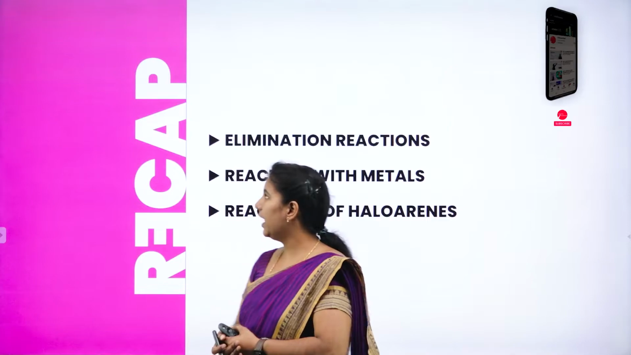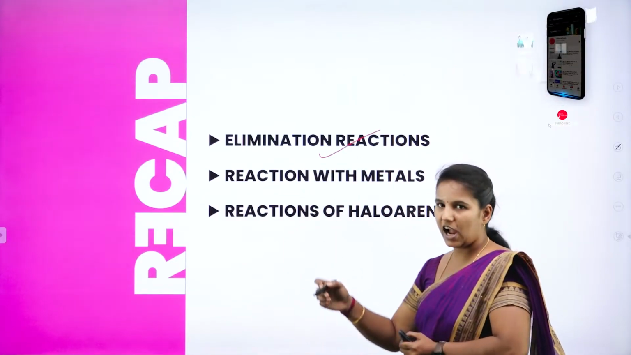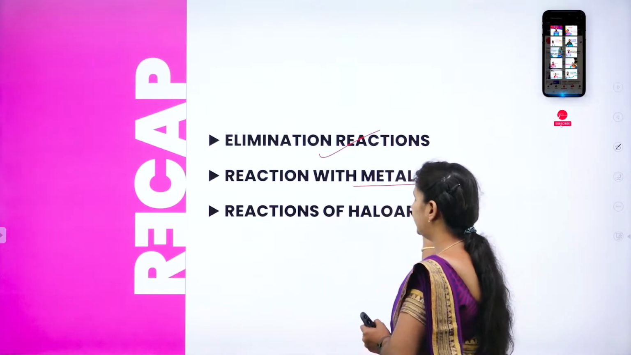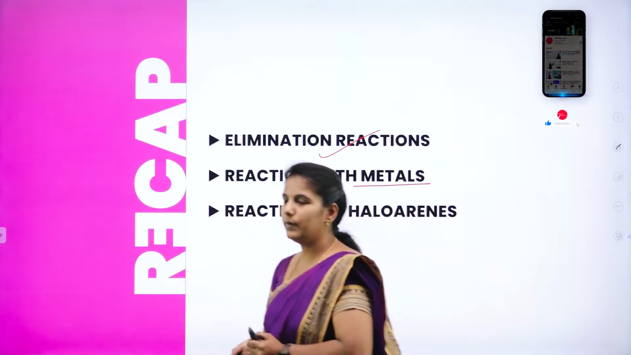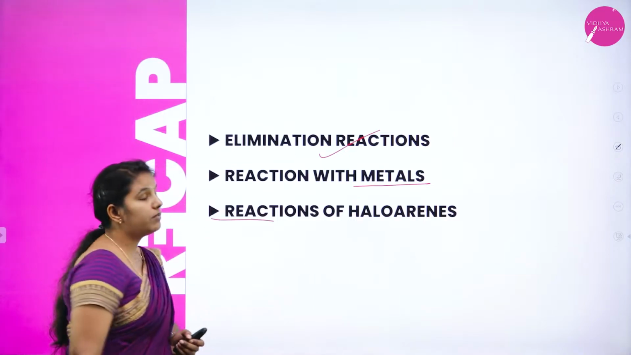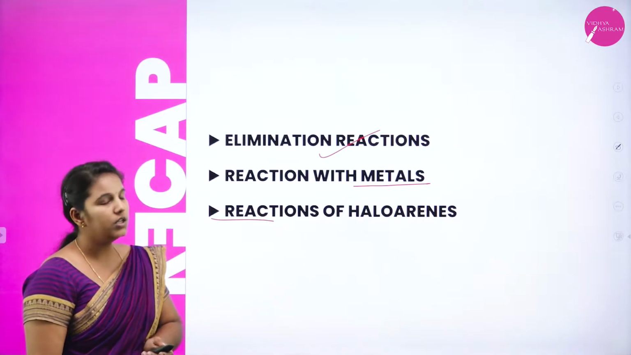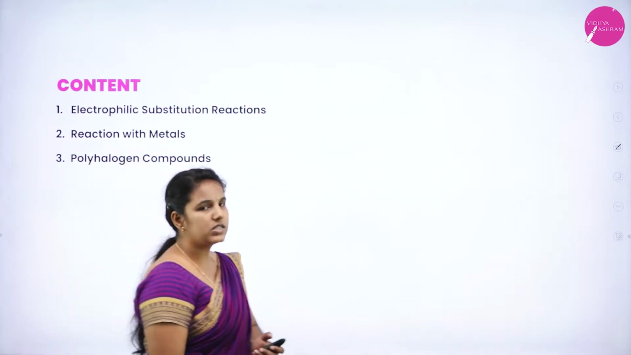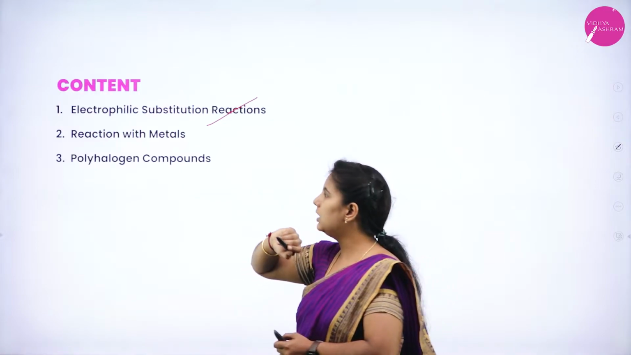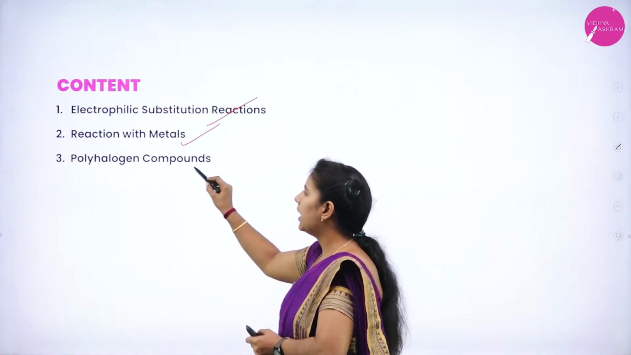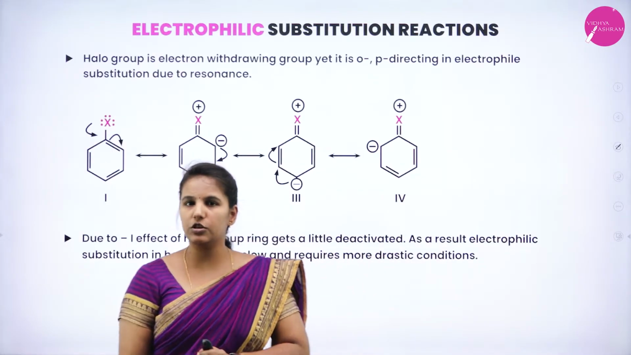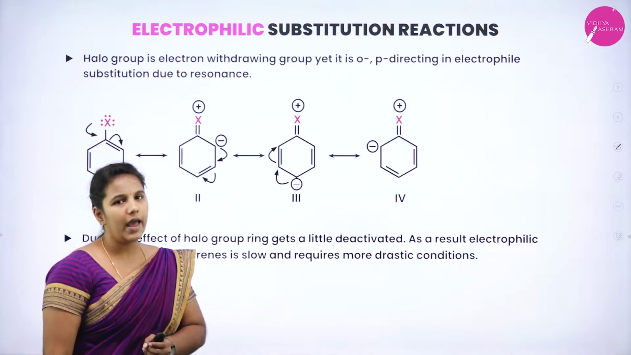Under this unit, we have discussed the elimination reactions, and we have studied the reactions of haloarenes with metals, and also some of the important reactions of haloarenes. Today, let us move on to the last topic of this unit by understanding electrophilic substitution reactions, reactions with metals and polyhalogen compounds. We'll see how electrophilic substitution reactions also take place in haloarenes.